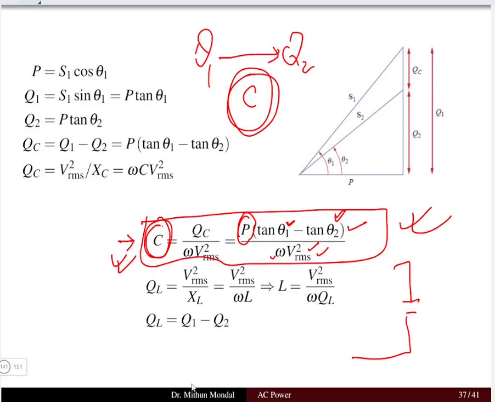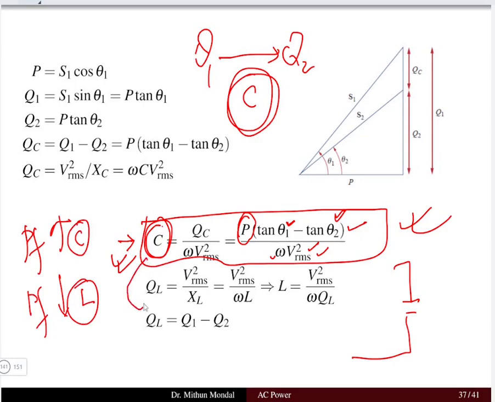Similarly, in some applications you want to decrease the power factor rather than increase it. Here you use a capacitor, but there you will use an inductor. So you can use the QL value to find the value of the inductor. Due to the presence of the inductor, the power factor can be brought down. Why do you want to bring down the power factor? Because, for example, a synchronous condenser is a device which operates at a leading power factor.